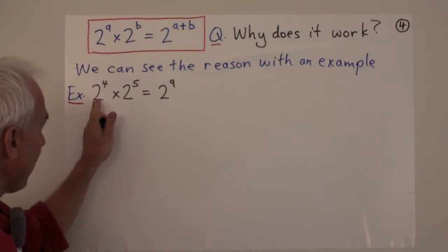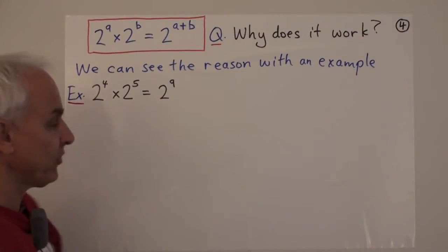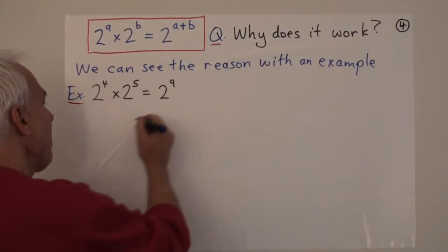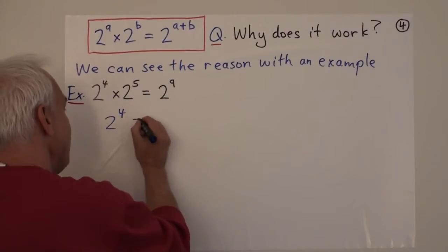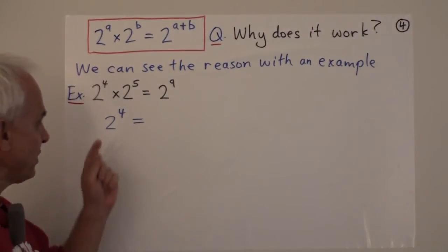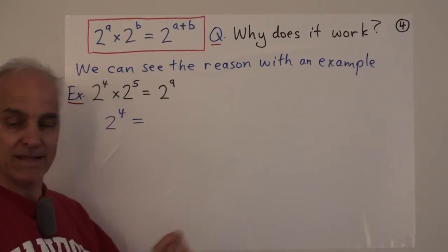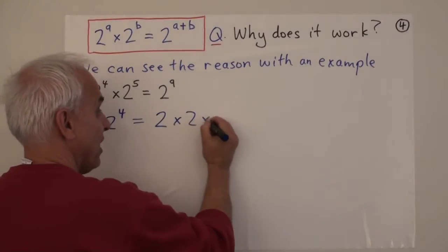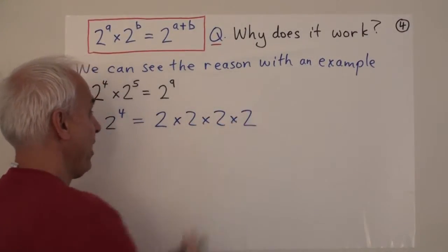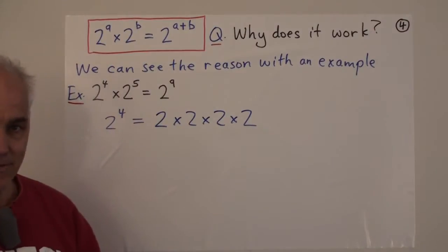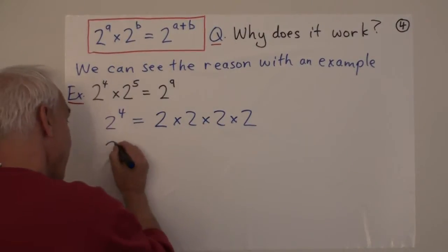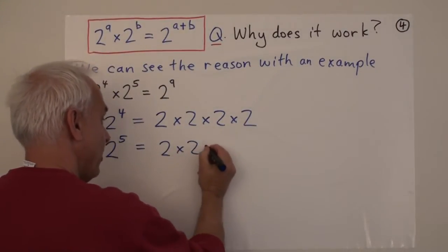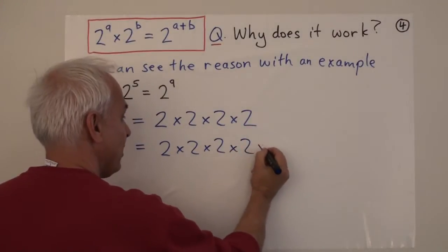Let's have a look at this special case, 2 to the 4th times 2 to the 5th equals 2 to the 9th, and ask, why is this true? Well, remember what 2 to the 4th is. What does 2 to the 4th mean? It means that we're taking the number 2 and multiplying it by itself 4 times. 2 times 2 times 2 times 2. That's what 2 to the power 4 means. And what does 2 to the 5 mean? 2 to the 5 means 2 times 2 times 2 times 2 times 2.